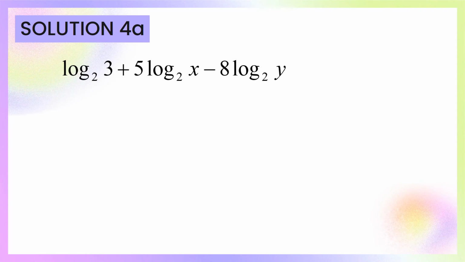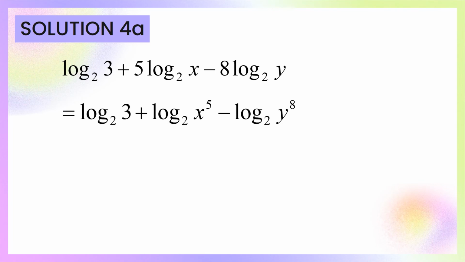So then it becomes log base 2 of 3 plus log base 2 of x to the power 5. While for 8 log base 2 of y, we can also bring 8 to the back as a power. So then it becomes log base 2 of y to the power 8. And then we can combine these three logs with the rule of log. Then we simplify and write as a single log: log base 2 of 3x to the power 5 over y to the power 8.